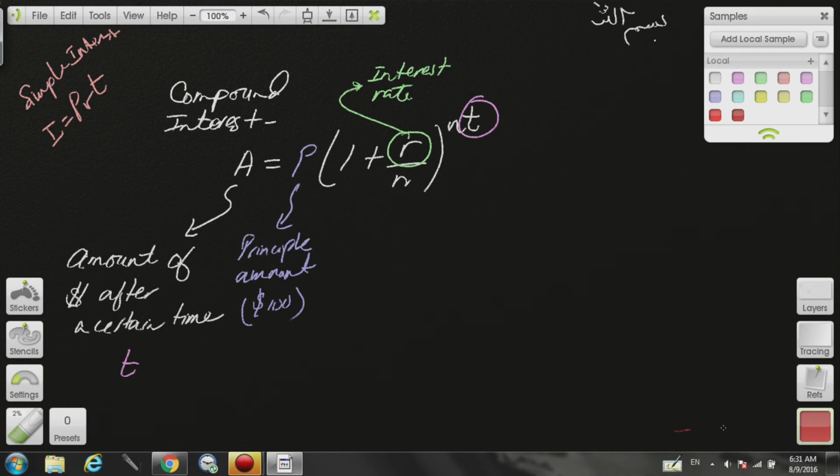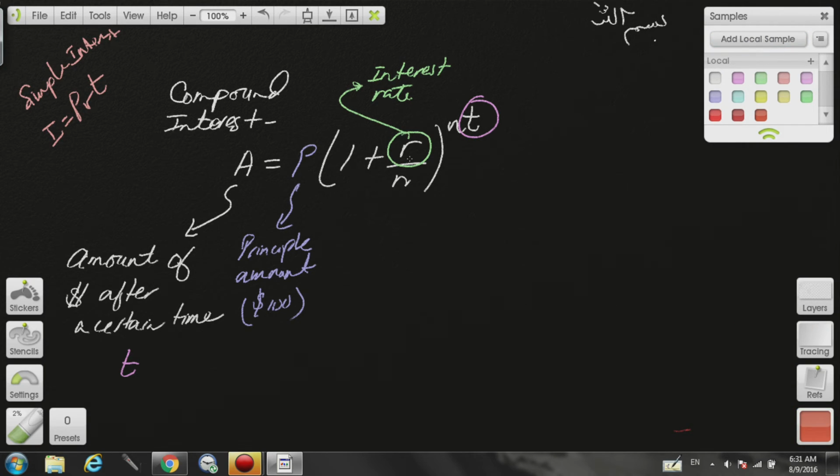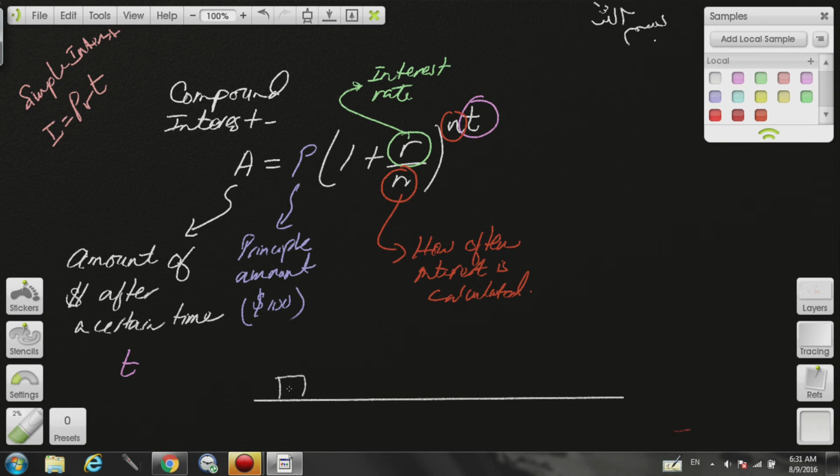So n here is the only variable that occurs twice in here. It is how often interest is calculated. So if somebody, for example, deposits some money in the bank initially, like $100, and the interest is calculated quarterly, they'll calculate the interest 4 times in a year.